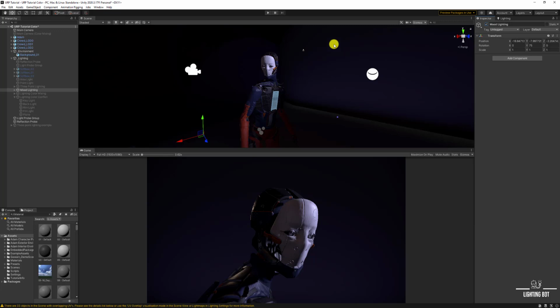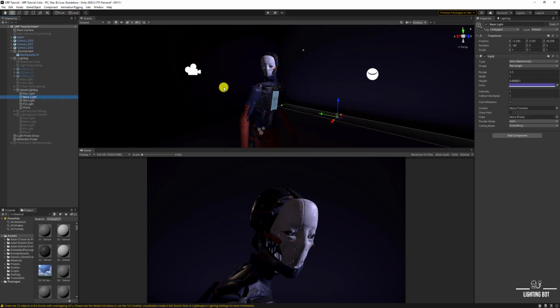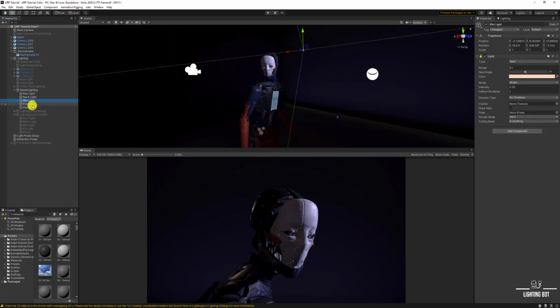Essentially, I have kept a key light, I've kept a backlight, I've added a stronger rim light, and I kept a fill light. So the main difference is I added the rim light, which I didn't do in my previous three-point lighting.